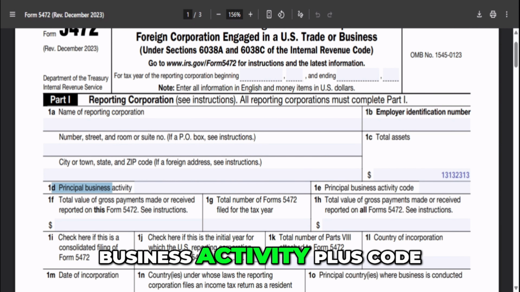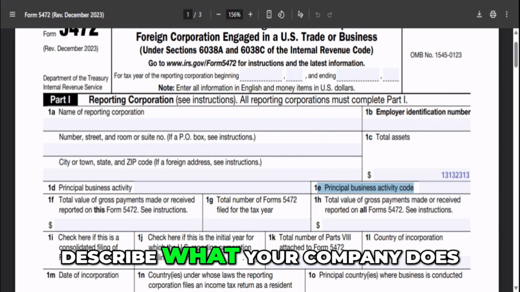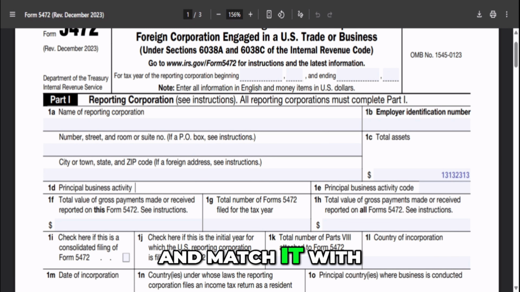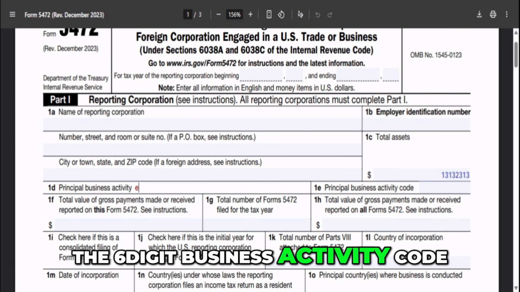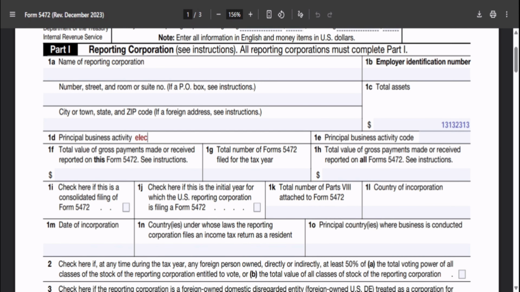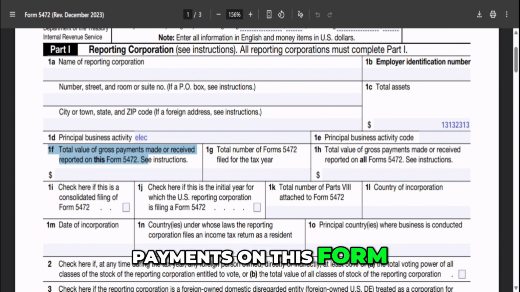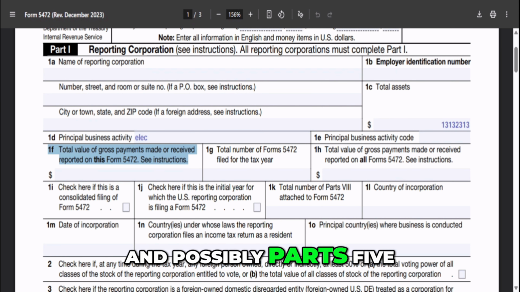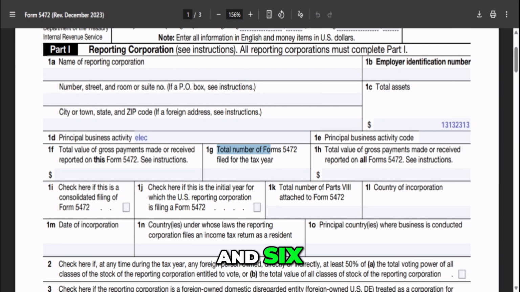1D/1E. Business activity plus code. Describe what your company does, for example, importing electronics, and match it with the 6-digit business activity code. 1F. Payments on this form. Add up all the money you report later in Part 4 and possibly Parts 5 and 6.